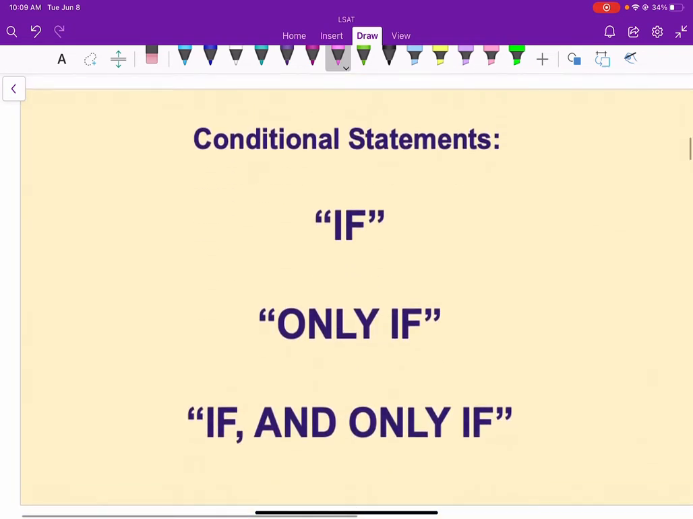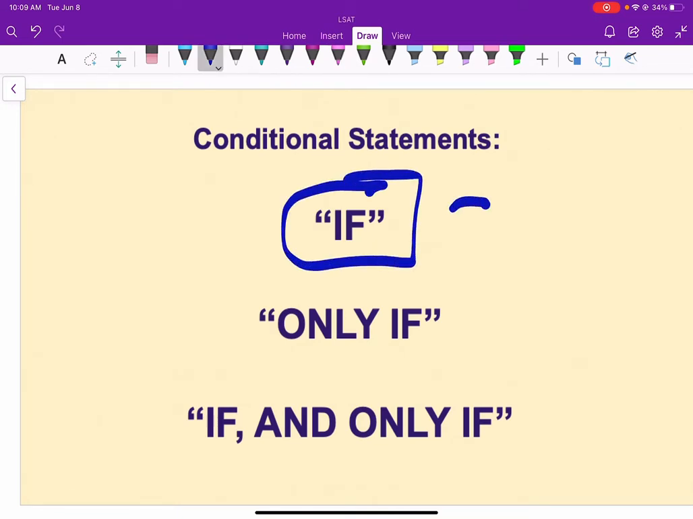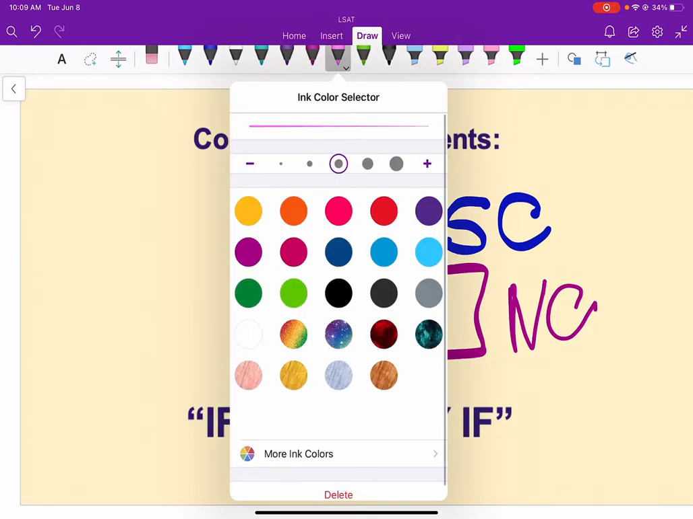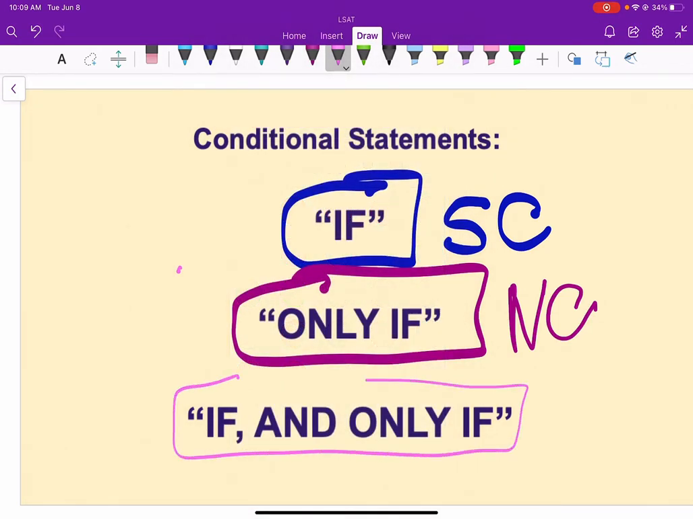So today, for Conditional Statements 101, we're going to really focus on if that introduces a sufficient condition. We're going to focus on only if that introduces a necessary condition. And at the end, we're going to briefly talk about if and only if that is going to introduce both.